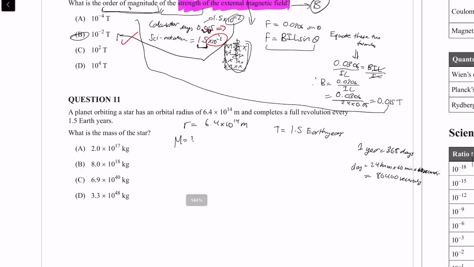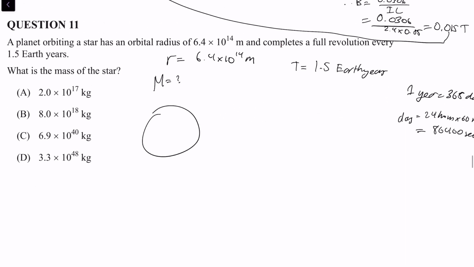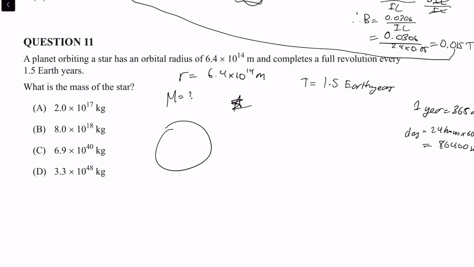Alright, so I'm literally just gonna draw 2 circles. Sorry, just a planet orbiting a star. And it's orbiting like that, and then T equals 1.5 Earth years. I'm just going to convert that now.